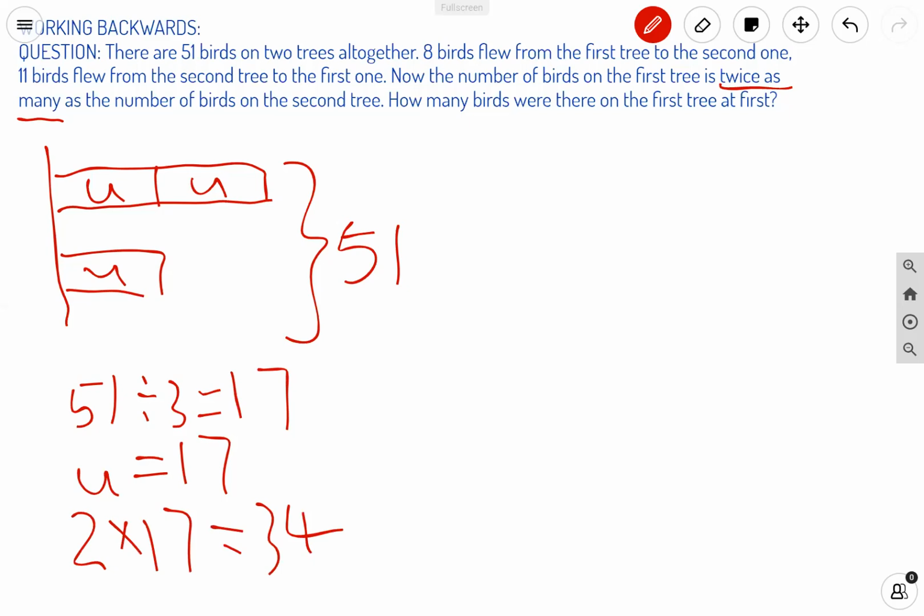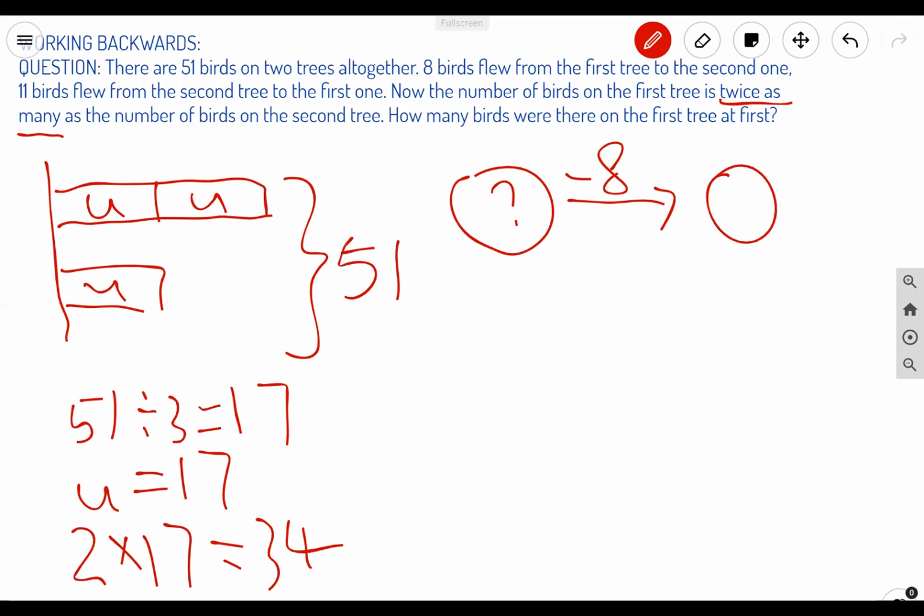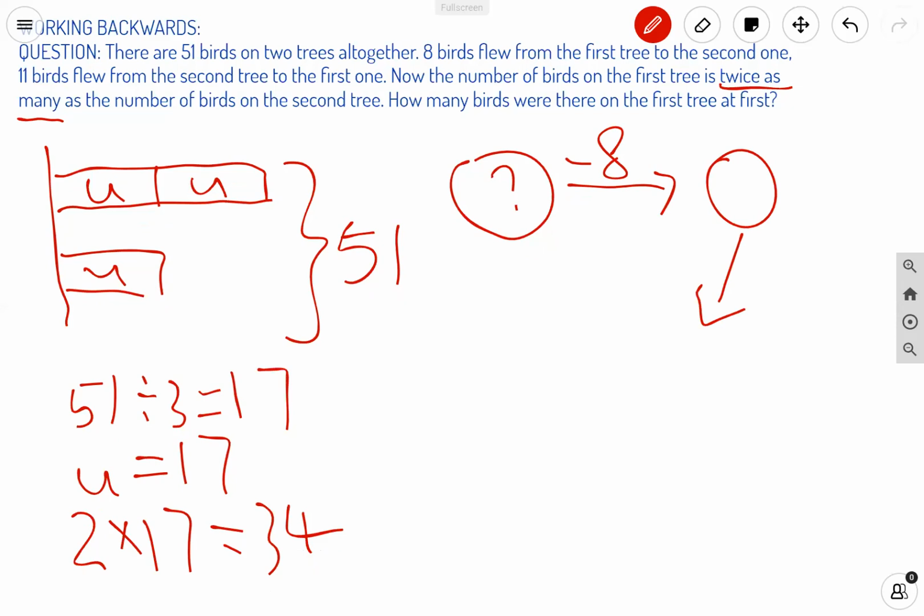Now, I'm going to use the working backwards method. Let's assume that this question mark is how many birds were there on the tree at first. So 8 birds flew from the first tree to the second one. We deduct 8 and we will get something. And now 11 birds flew from the second tree to the first one. We add 11. We will get 34, the number of birds on the tree now.